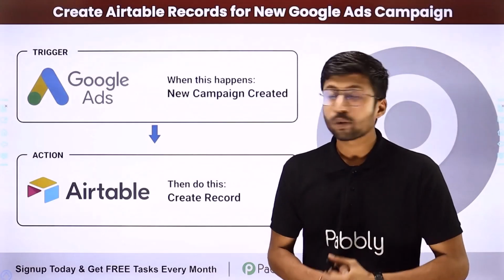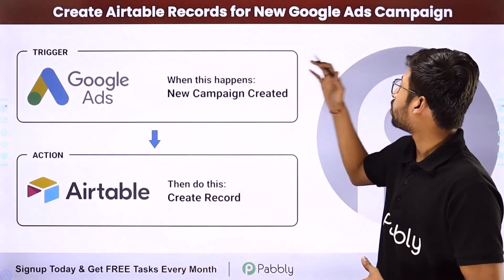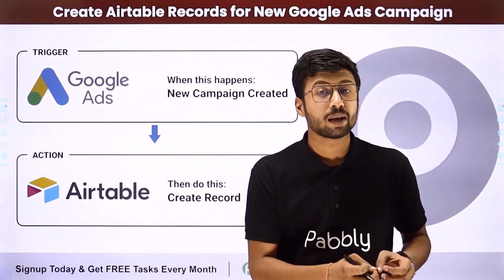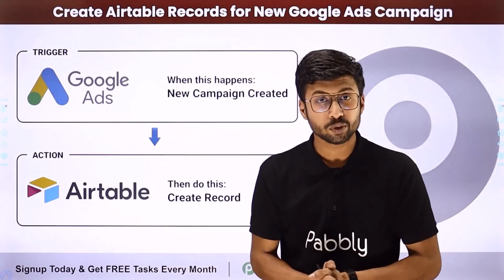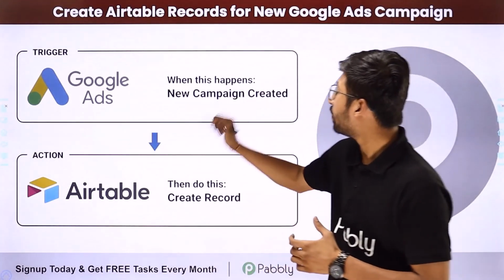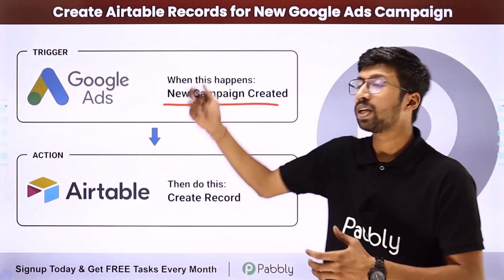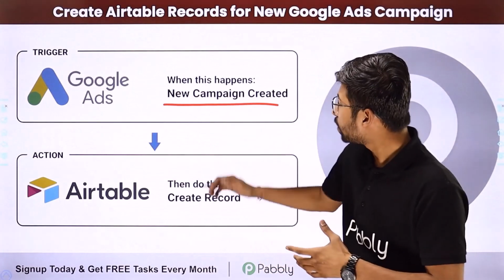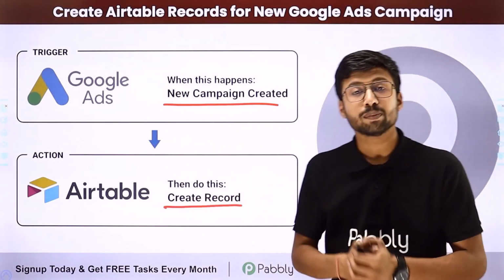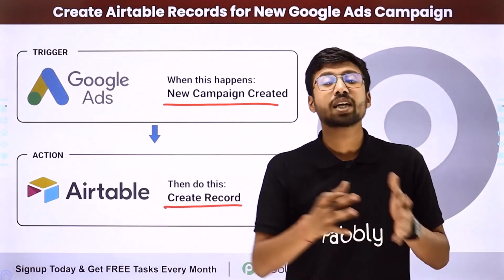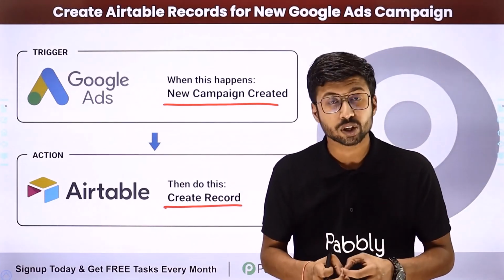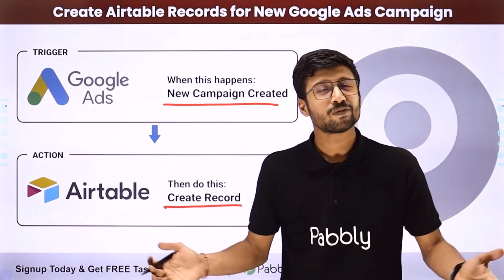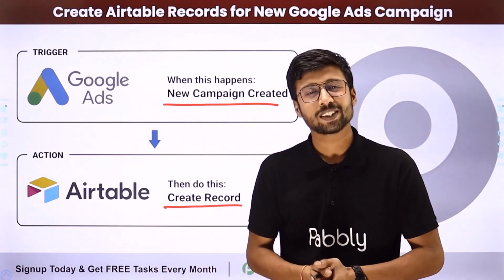So in this video, we are going to learn how to create Airtable records for new Google Ads campaign. Now guys, if you are creating or running some Google Ad campaigns, this automation is going to help you a lot. Using this automation, whenever you create a new campaign in Google Ads, automatically the details of that newly created campaign will be added as a new record in our Airtable database. In this way, you have a complete database of all the campaigns which you are creating in Google Ads. Now, if you want to know how you can set up this automation, you just have to come with me to my screen.